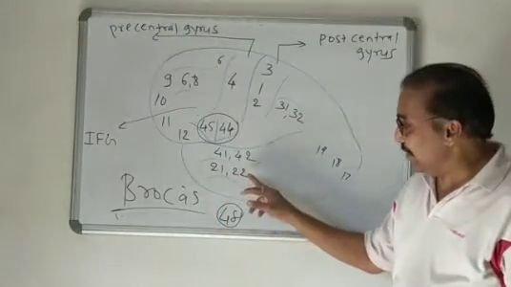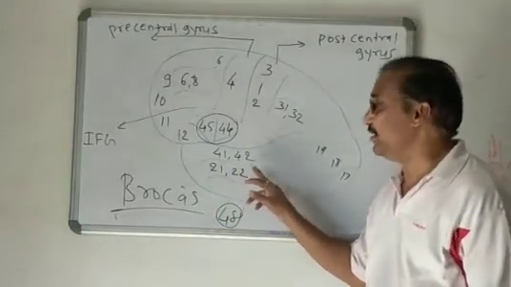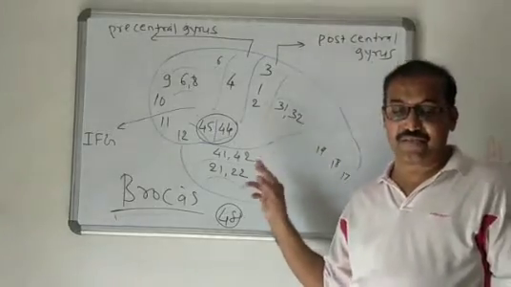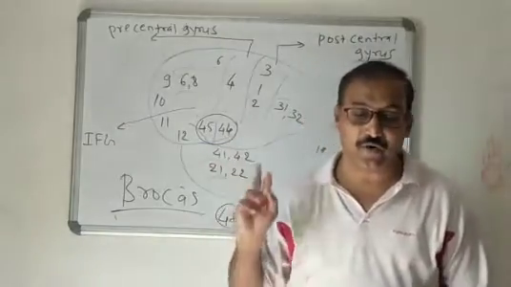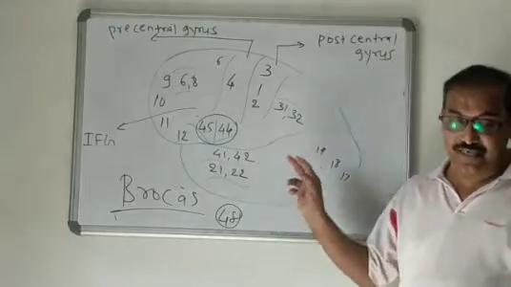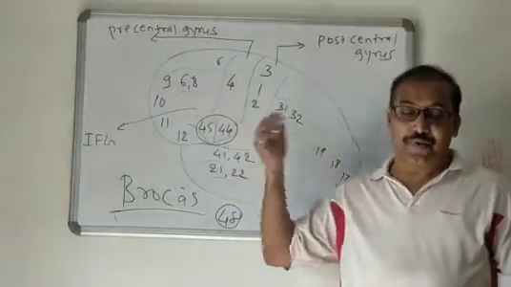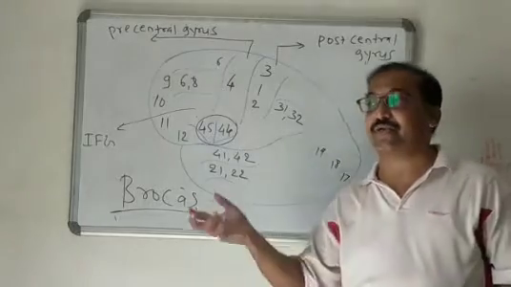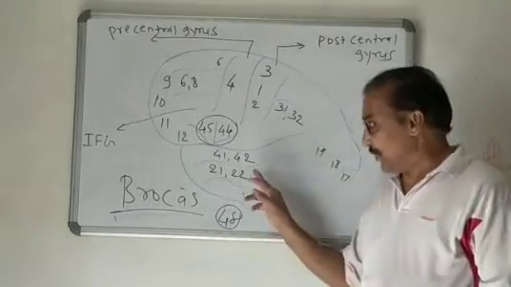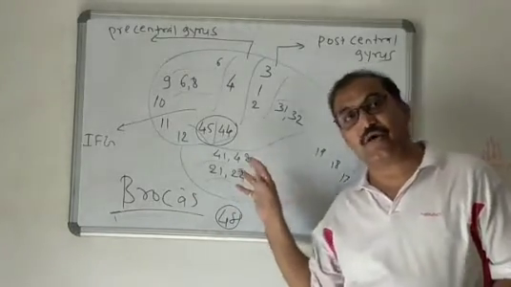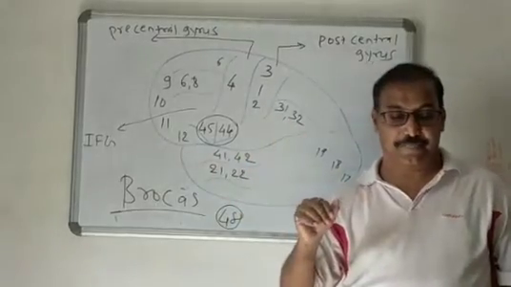So this area is called the primary auditory area. Again, it is very, very important. What does it do? This area receives all auditory impulses and interprets them.